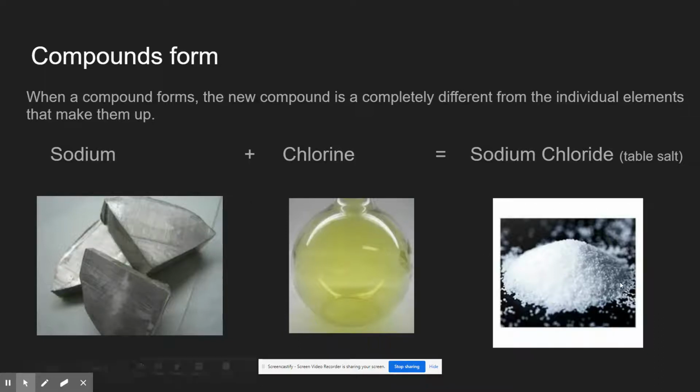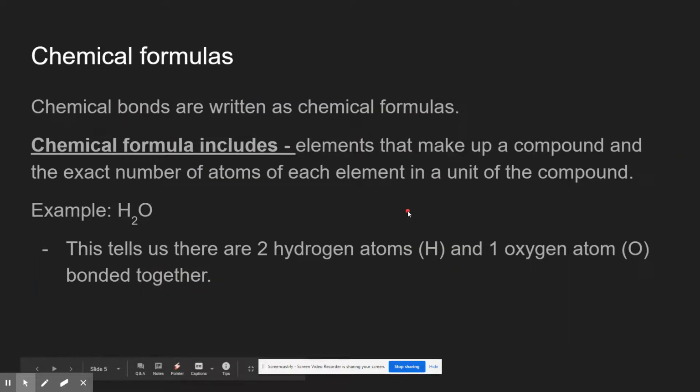A whole new substance is created. All right, this is created, table salt. All right, and so you have sodium chloride. So you have table salt, very different than the individual elements that make them up. All right, these two things are very different than this, because a new substance is created. It's a chemical reaction that's occurring.